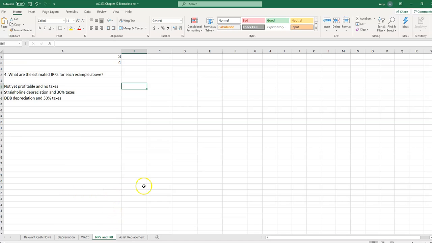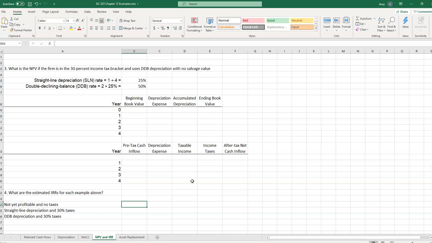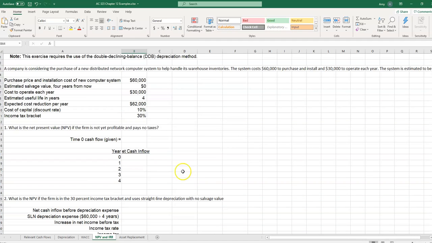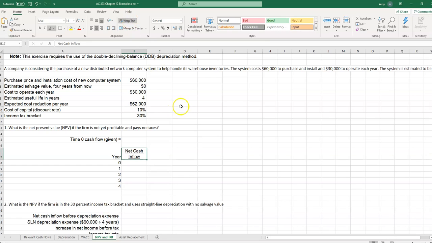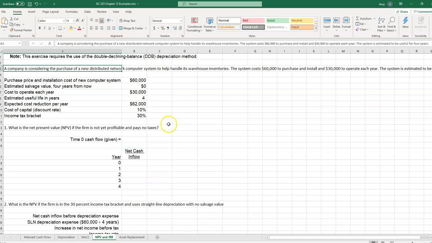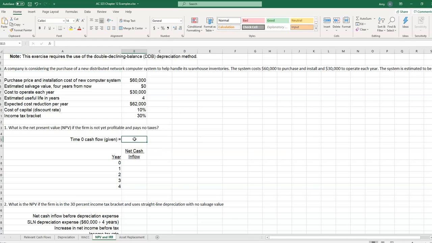Next, we're going to look at calculating the net present value and the internal rate of return on an asset topic. So we're looking at considering that we're purchasing a new distributed network computer system. The system costs $60,000 to purchase and install and $30,000 to operate each year. So our outflows in year 0 are $60,000. Well, we're going to put a negative in front of that, because for the internal rate of return and the net present value, it helps us if that's just already a negative number.